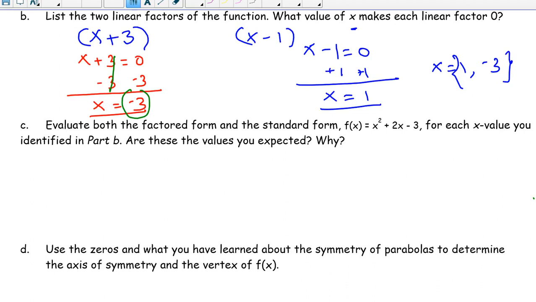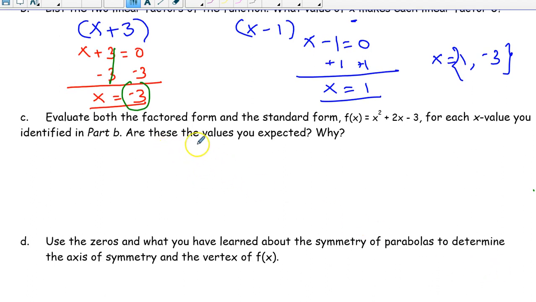Then evaluate both the factored form and the standard form of f of x is equal to x square plus 2x minus 3 for each value you identified in part B, that is over here, these two values, 1 and negative 3. Are these values you expected, and why? That is, what is the answer that is going to be? Do you know what is the answer you will end up with?